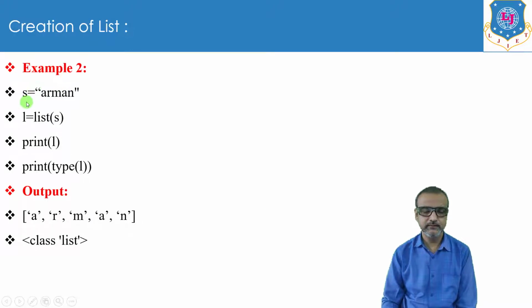Example 2, that is S equals Arman. We have taken one string, Arman, in the variable S. So L equals list of S. Print L will give us all the letters of the word Arman. Print of type of L will give us the type of the variable L, that is nothing but list. So what is the output? That is A, R, M, A, N. And what is the type? That is class list. Now I will show you the output of these two programs in PyCharm.